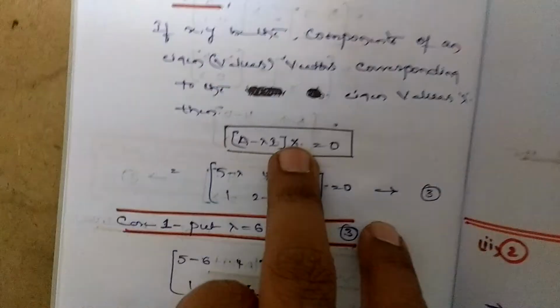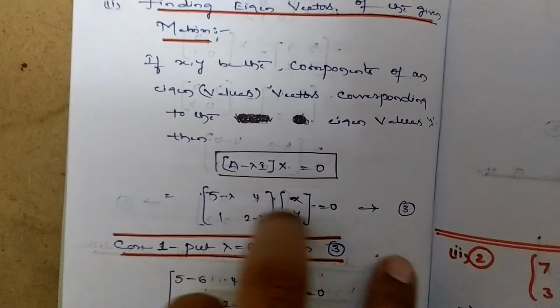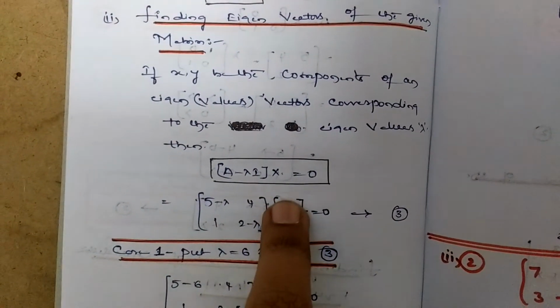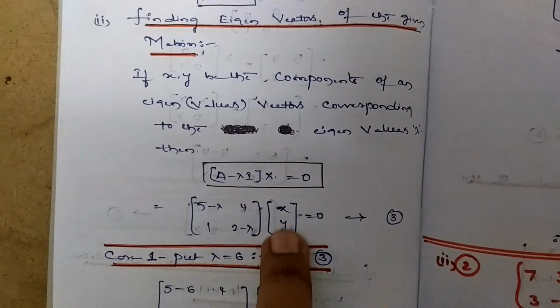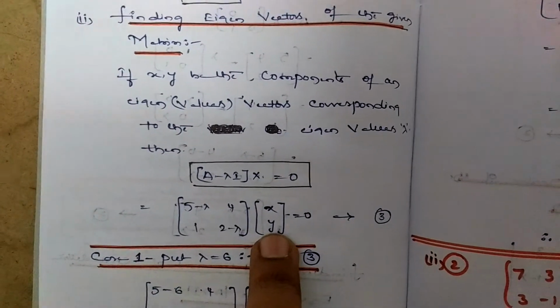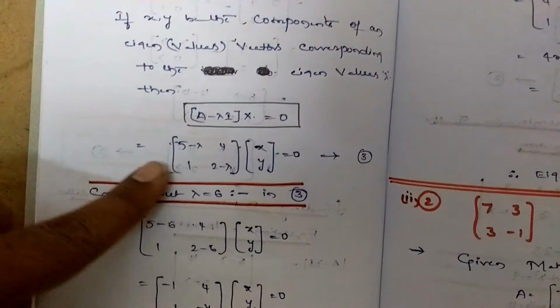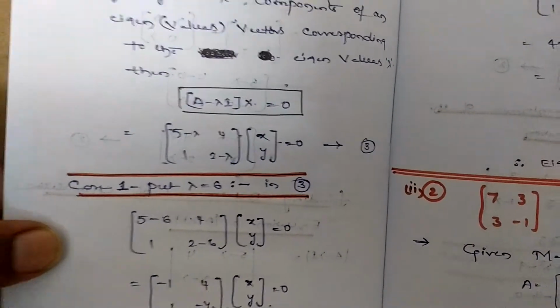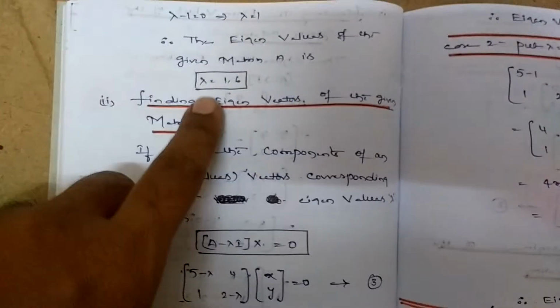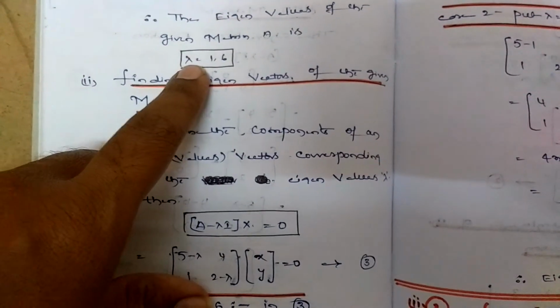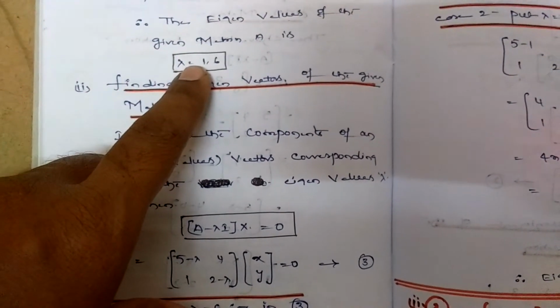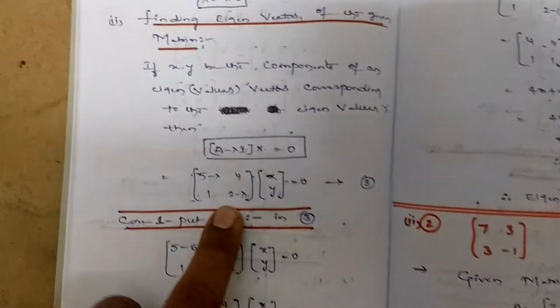Where x is nothing but x and y, because we are talking about a 2 by 2 matrix. So that's why I have taken two variables, two elements. Okay, then this is a representation of finding the eigenvectors. Now whatever the eigenvalues we got, solve each case. Put lambda equal to 6 in this equation. What do we get?